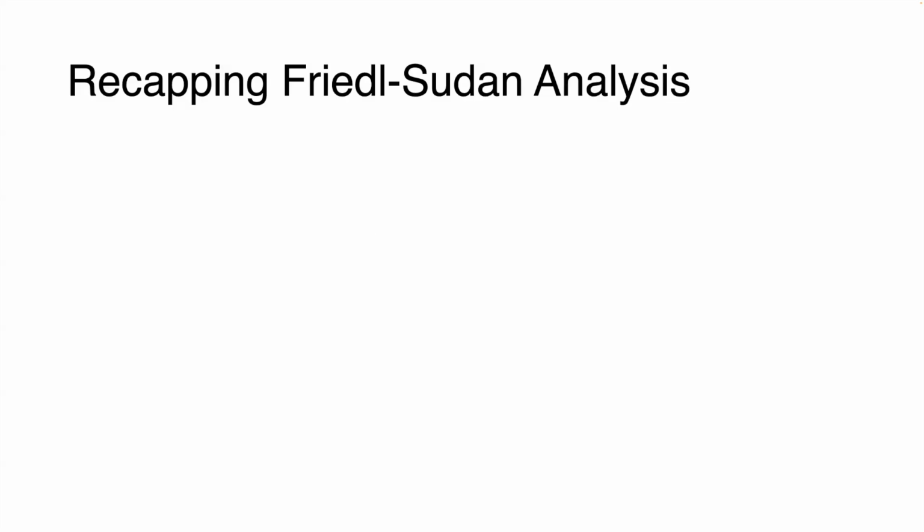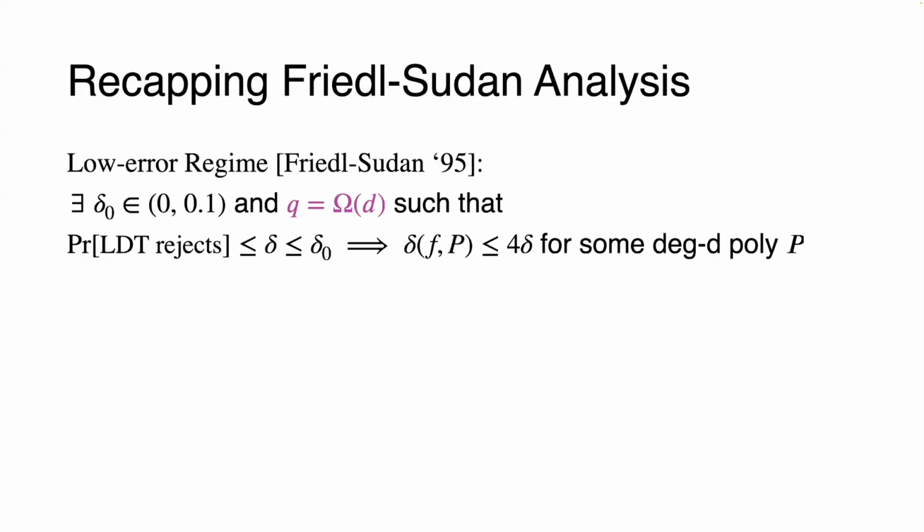In the remaining time that we have, we'll look at a brief proof overview. It would be helpful to recap the Friedl-Sudan analysis, which stated that if the rejection probability of the low degree test was quite small, then it must be the case that f is essentially a low degree polynomial. In the sense that if the test rejects with probability at most delta, then f must differ from some low degree polynomial on at most 4 delta fraction of points.